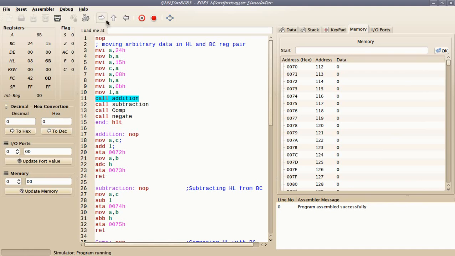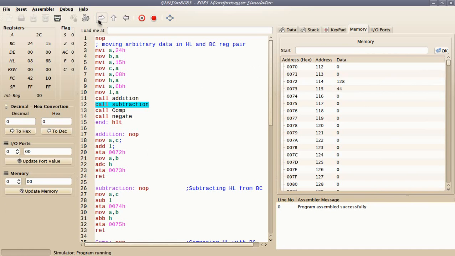Now moving on to addition part. In addition, first add the lower bytes of the two numbers and then add their higher bytes with carry. Okay, this is all about addition. I have added their lower bytes and stored the result in 0072 memory location. Now I am adding their higher bytes with carry, and the result is stored in 0073 memory location.